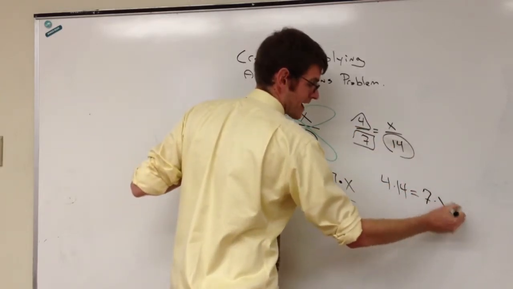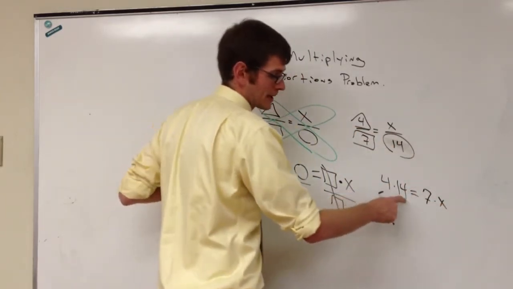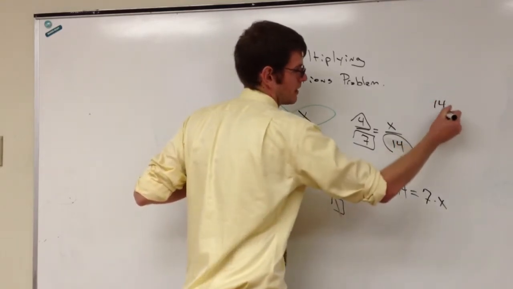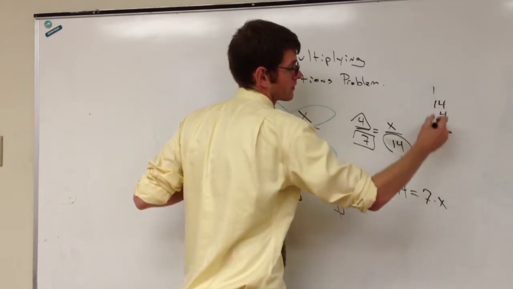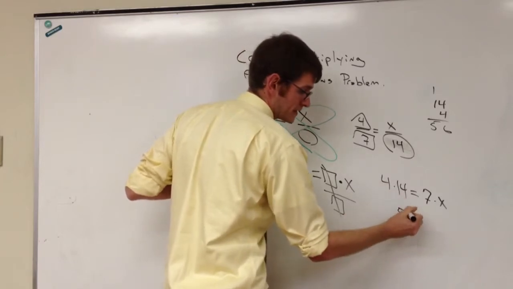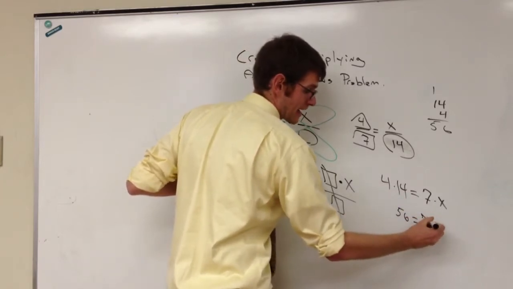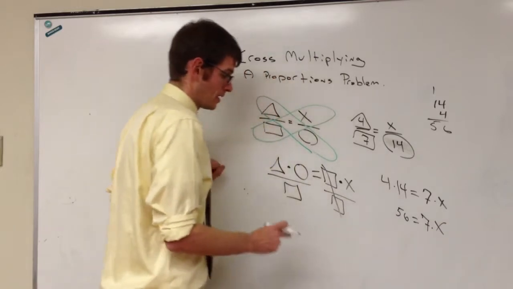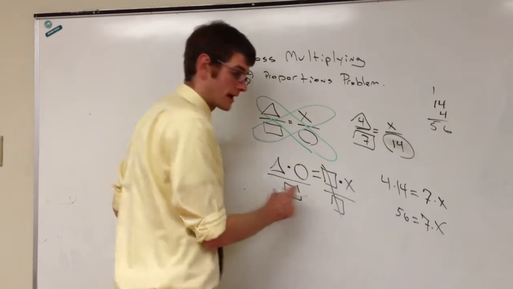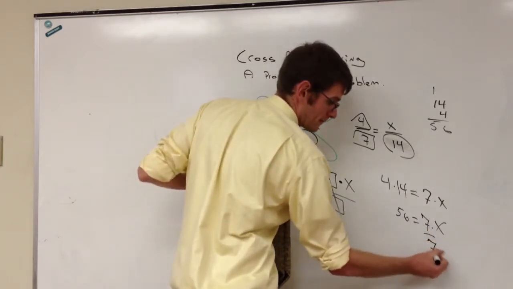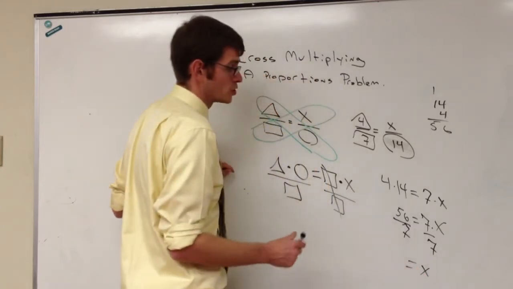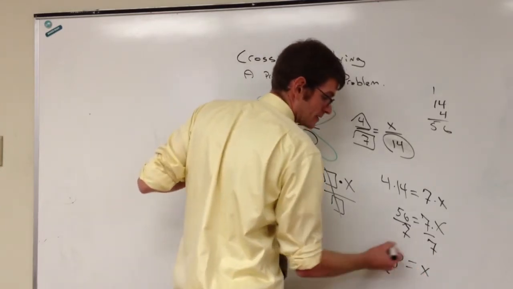7 times x. Now 4 times 14 is the same as, I don't know, I have to do that. 4 times 14 is 56. So now we do that multiplication, so we have 56 equals 7 times x. Triangle times circle is 56, but now we have to divide by square. The square is 7, divide each side by 7, and then x is going to equal 8.